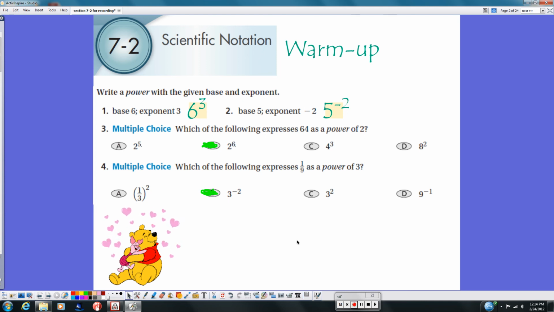And finally, the last one, which of the following expresses 1/9 as a power of 3? Again, 3 has to be our base, so we're looking at either B or C. And since 3 to the second power is 9, 3 to the -2nd power is our correct answer.